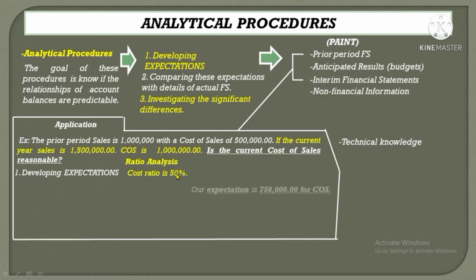So our expected current cost of sales should have been 750,000 and not 1 million if the sales and cost of sales relationship of the previous year was maintained. So that is how you develop expectation using prior period FS, anticipated results, or interim financial statement amounts. And of course, that is how you use the ratio analysis technique in developing expectations.